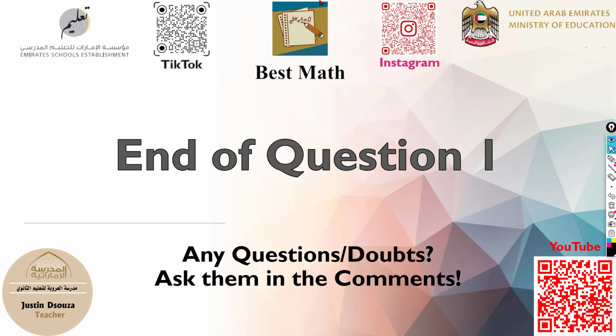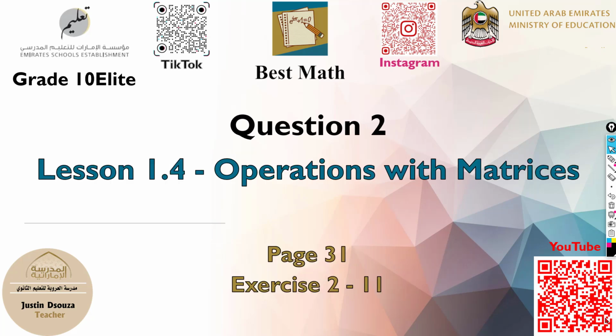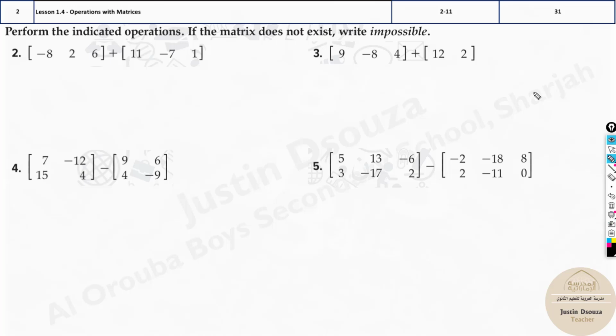Just be careful when they ask you to find the revenue for 1 day, 2 days. Be careful what they ask. Read the question properly and do the operations accordingly. The second question is to solve operations with matrices. The operations are pretty simple. All you need to do is add or subtract or multiply. It's basic linear multiplications and stuff.